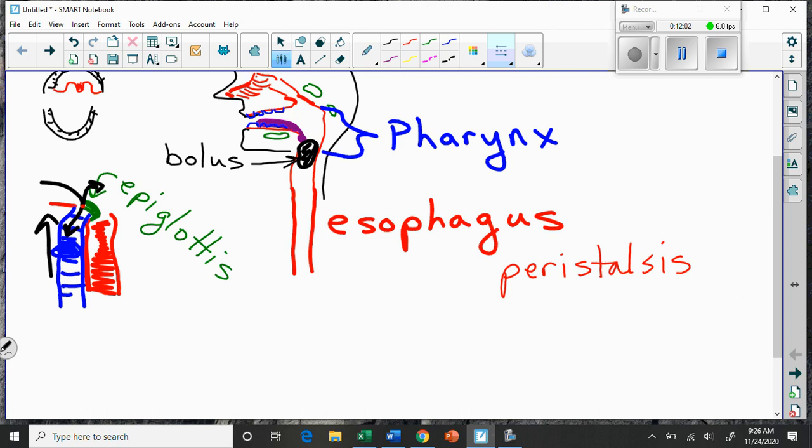It's very soft. And it's basically more like a big pile of mush, right? And so the esophagus then squeezes that mushy stuff down through this long tube by peristalsis until we get to the stomach. So let's draw the stomach.